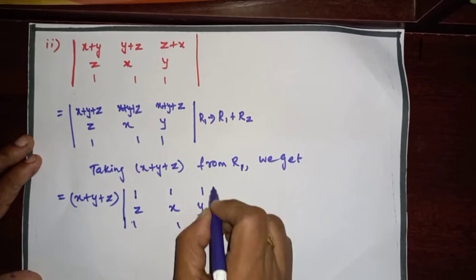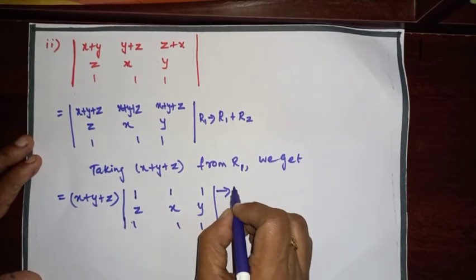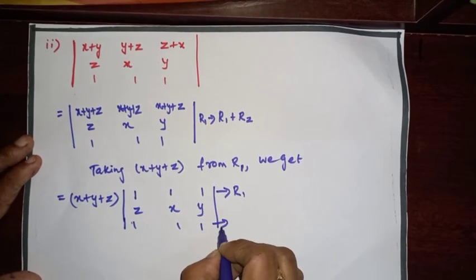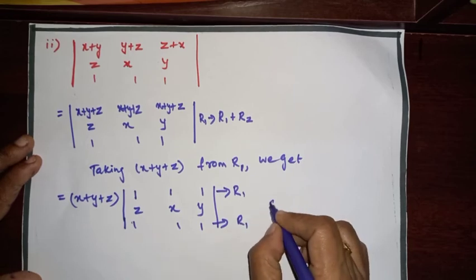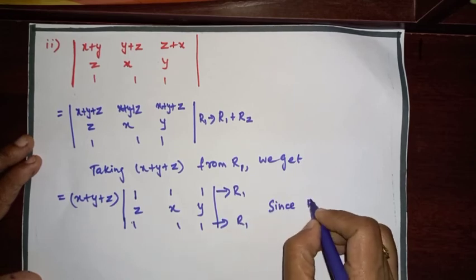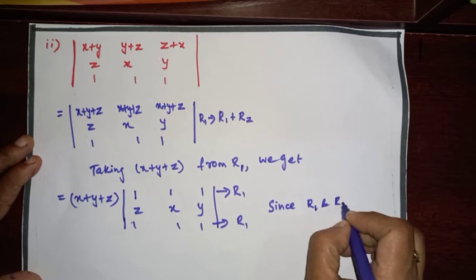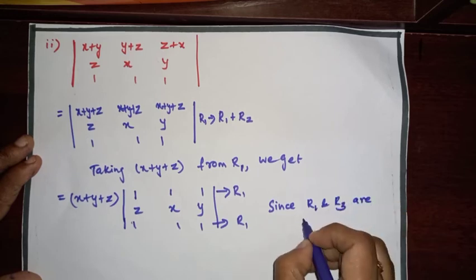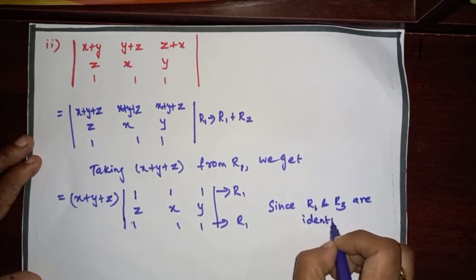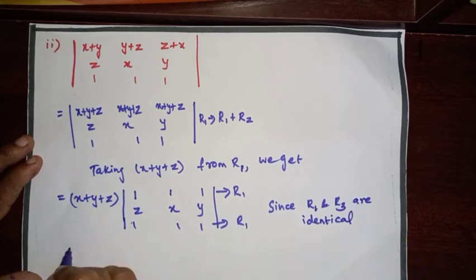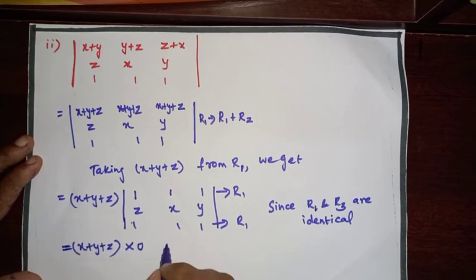R3 also. Now see, R1 and R3 are identical. Since R1 and R3 are identical, the value of the determinant will become 0. Then we have x plus y plus z into 0 which is equal to 0. It's very important 3-mark question.